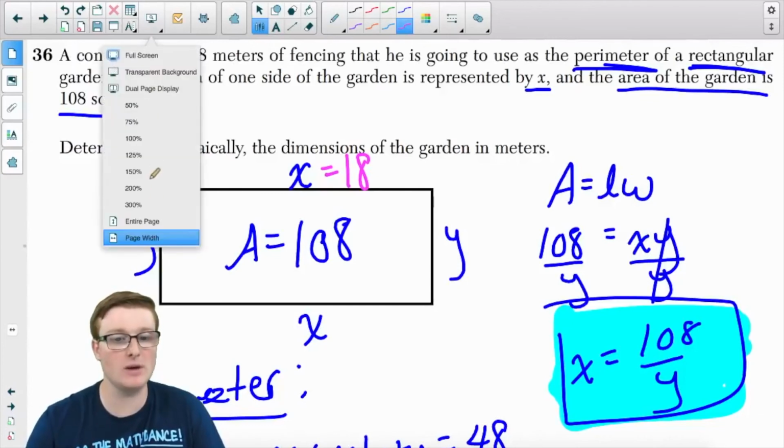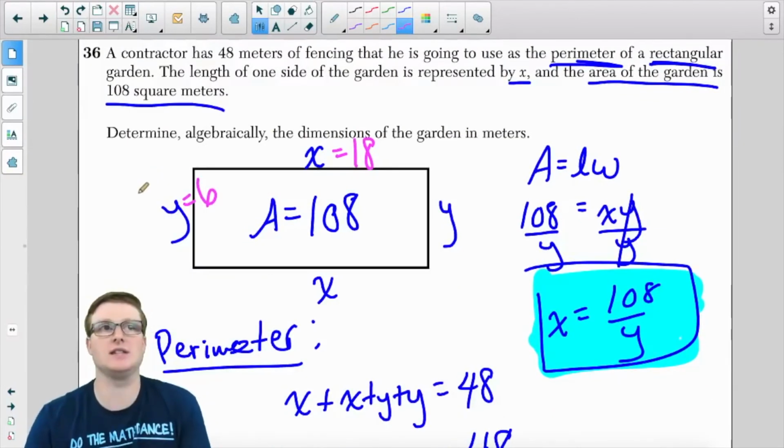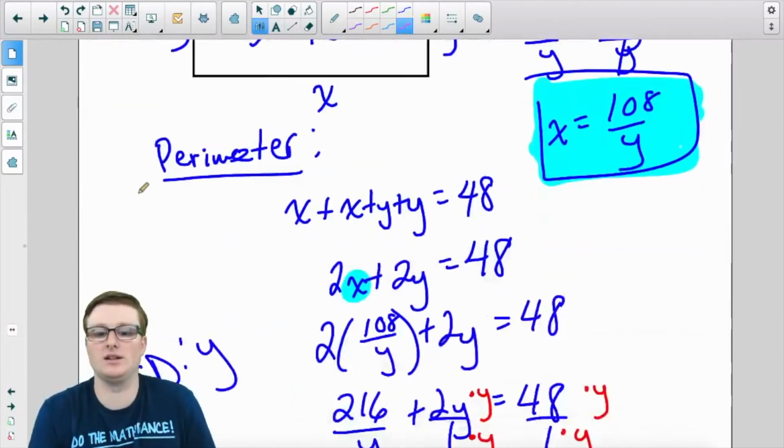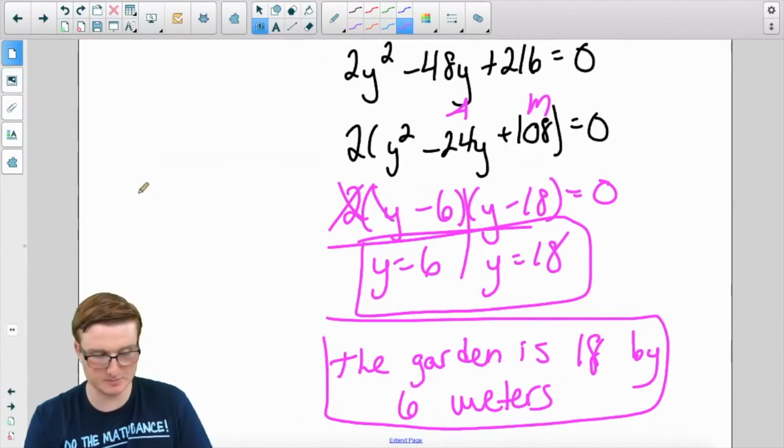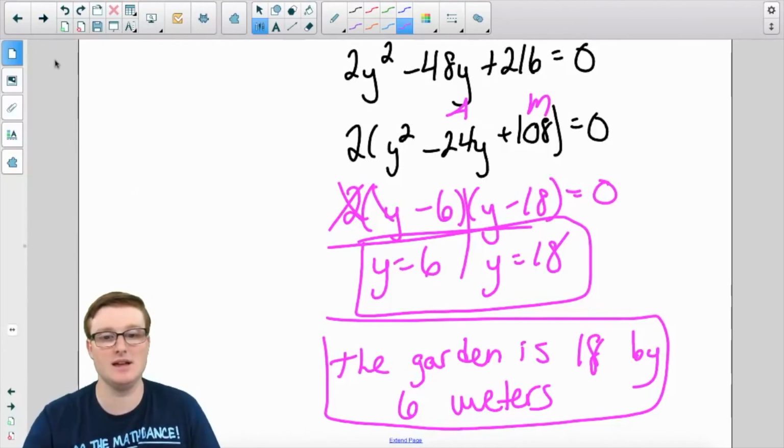Done. It's over with. You have 2 Y values. It has to be another one. So that's why it's going to be the garden is 18 by 6 meters. And that's how you do that question.